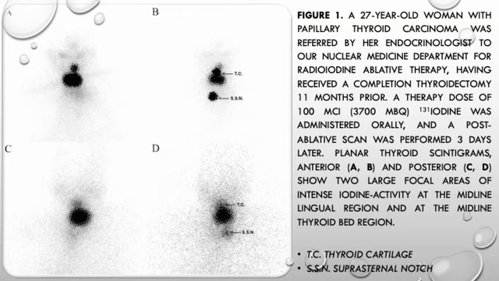Planar thyroid scintigrams, both anterior and posterior, demonstrated 2 large focal areas of intense iodine activity at the midline lingual region and at the midline thyroid bed region, which we can see here, or here, as well as up here.